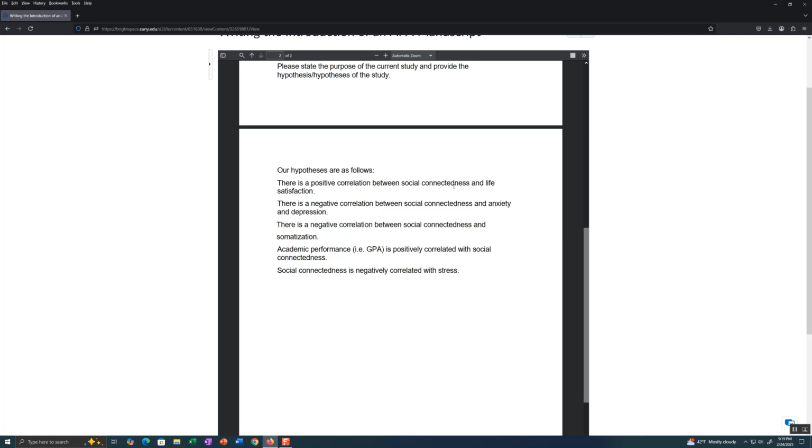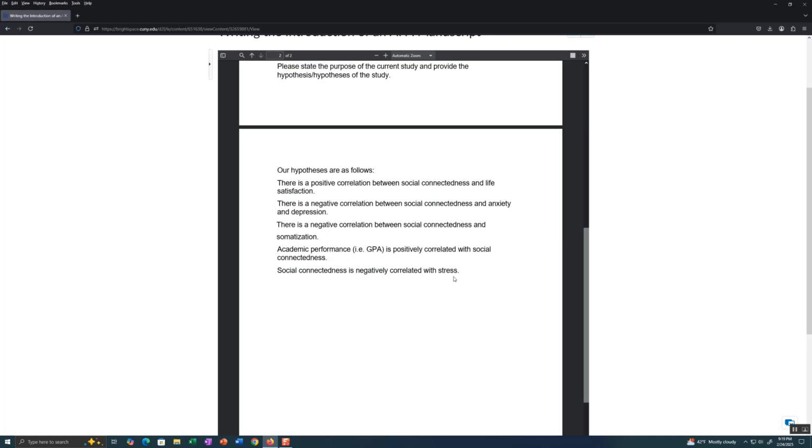Positive correlation between social connectedness and life satisfaction. Negative correlation between social connectedness and anxiety and depression. Negative correlation between social connectedness and somatization. Academic performance, i.e. GPA, is positively correlated with social connectedness, and social connectedness is negatively correlated with stress.